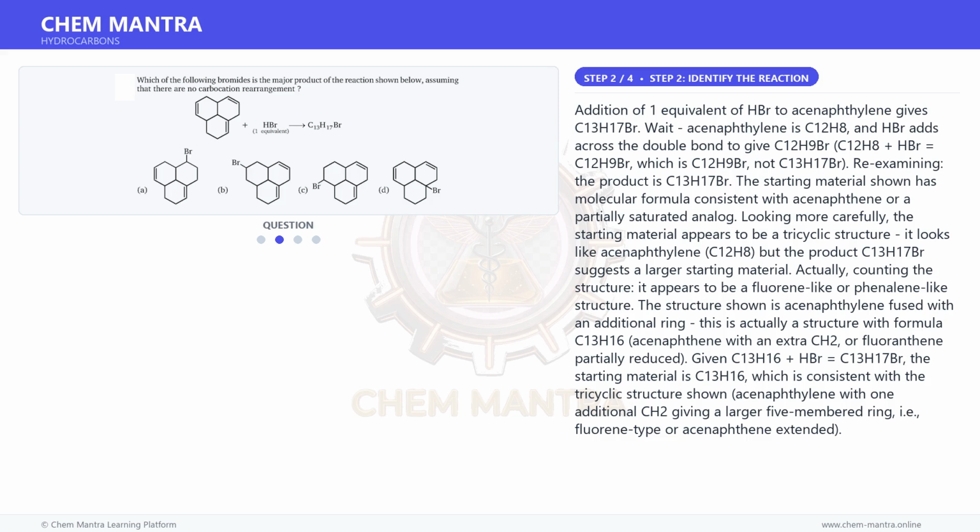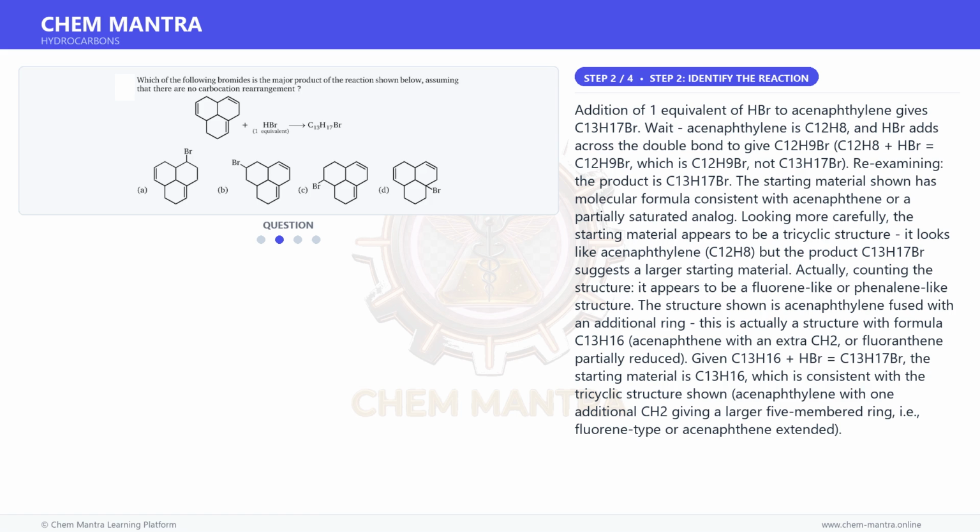Addition of 1 equivalent of HBr to acenaphthylene gives C13H17Br. Wait, acenaphthylene is C12H8 and HBr adds across the double bond to give C12H9Br. C12H8 plus HBr is equal to C12H9Br, not C13H17Br. Re-examining, the product is C13H17Br. The starting material shown has a molecular formula consistent with acenaphthene or a partially saturated analog.